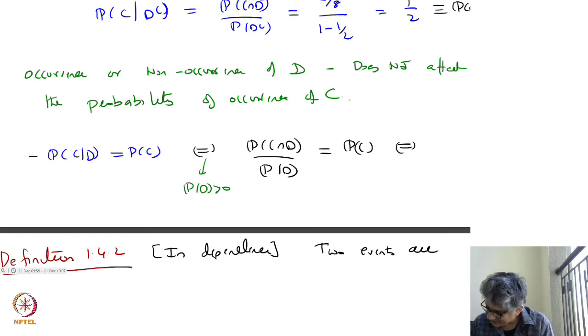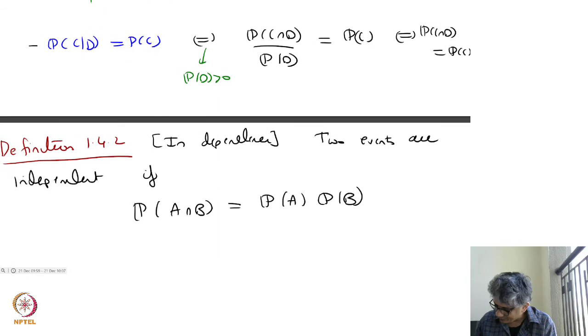But if I use my little convention, then I can go back and say the same as probability of C and D is equal to probability of C times probability of D. Of course, in both these things I require probability to be positive. In independence I don't require positivity. I just say that if this is true, this is the definition. So two events A and B are independent if probability of A and B is equal to probability of A times probability of B. Very nice.